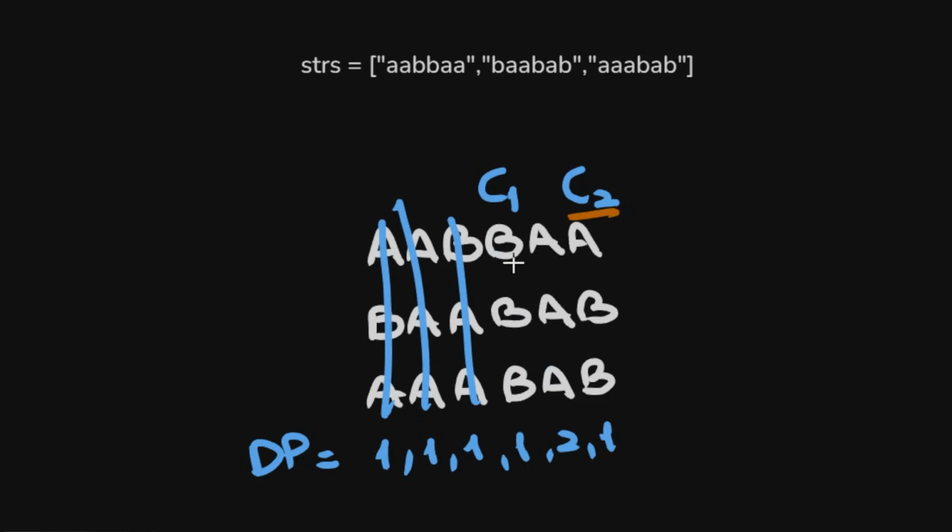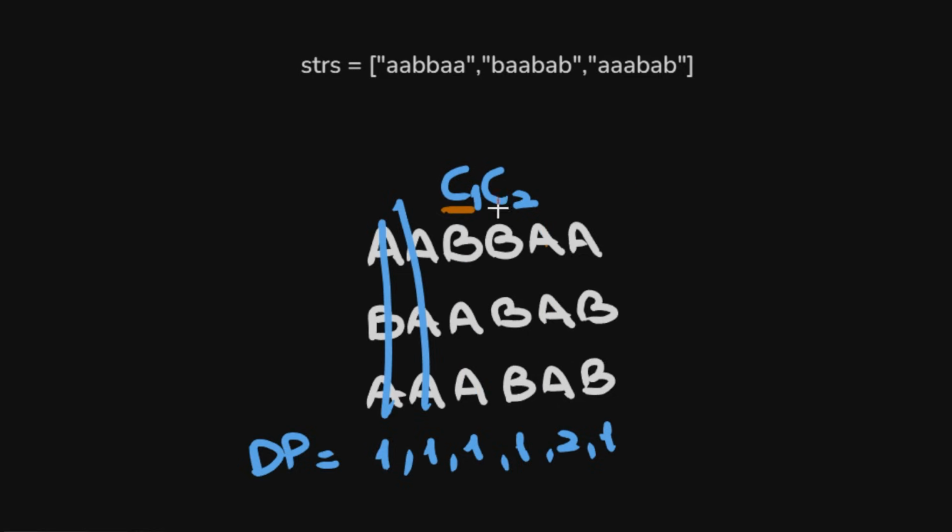Now C2 is here, meaning we are comparing these and these columns. This is as if we removed this one. And we do the same. Here B is greater than A, so we can't combine these 2 columns. At this point, we keep 1 here and continue.